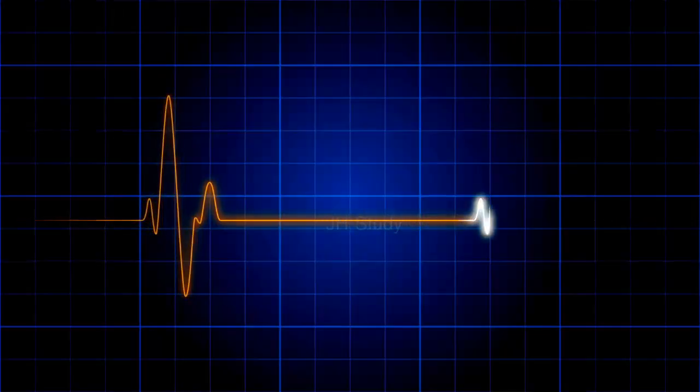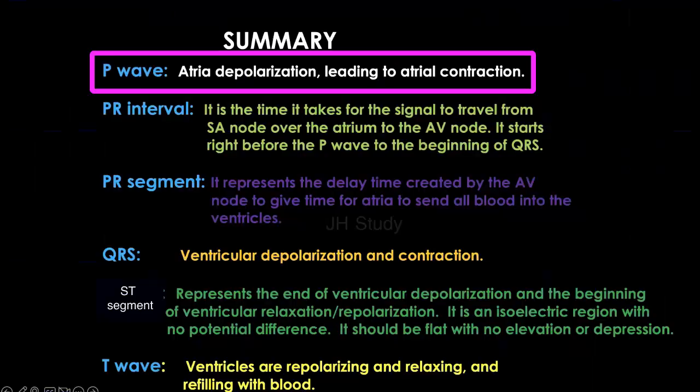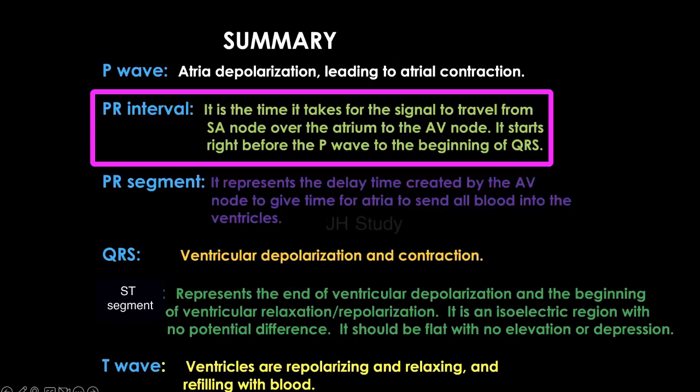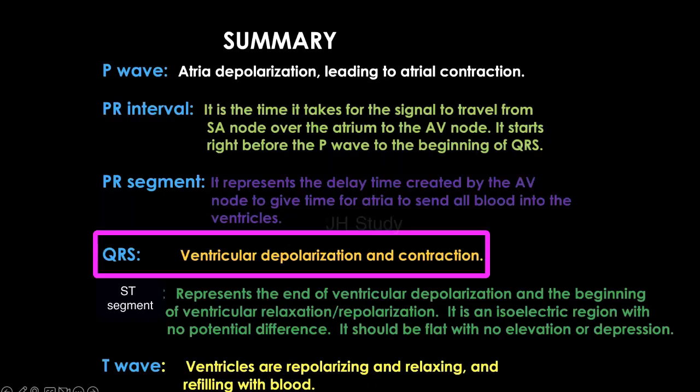Okay, let's summarize the main points of the EKG heartbeat cycle. This is the heart EKG cycle we have just covered. The P wave represents the atrial depolarization and contraction. The PR interval represents the time the signal travels from the SA node over the atrium to the AV node. The PR segment represents the delay time created by the AV node to give time for the atria to send all blood into the ventricles. QRS represents ventricular depolarization and contraction.